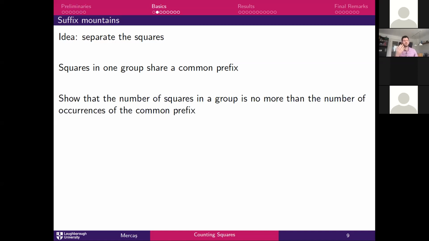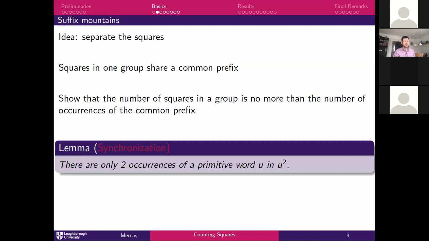So if you're taking groups of squares, each sharing a common prefix, then for each of the groups, you're looking at the shortest of the squares, which will be shared by all of the others. You're going to show that the number of occurrences of this one in the word is bigger than the number of squares that you have in the group. And if you do this, you show that the number of all of the squares is going to be bounded by the number of occurrences of each of these, and therefore it's bounded by the length of the word, since every two occurrences will appear at different positions, right?